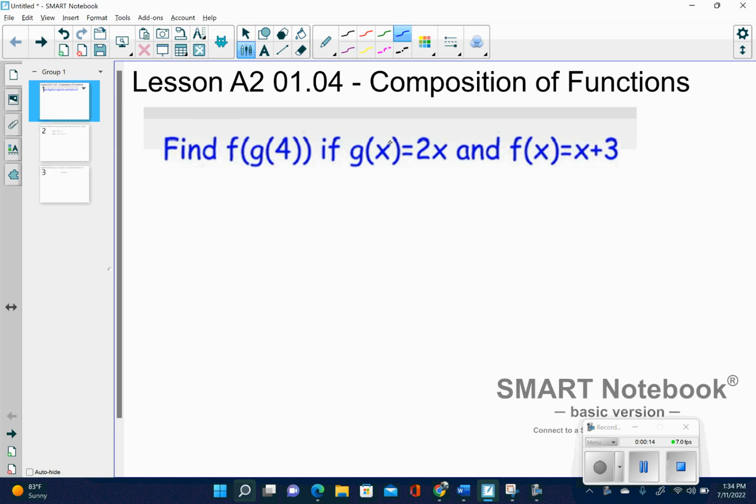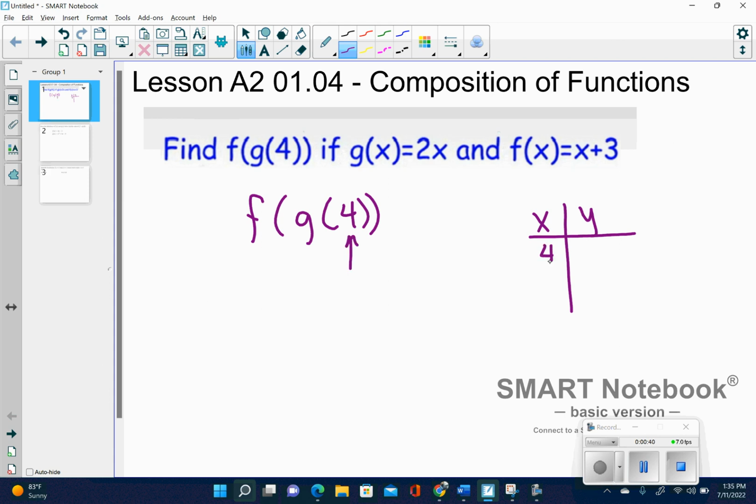They're always going to give you two functions. This one in this case is called g of x, and this one is called f of x. The problem says f of g of 4. I want to remind you, in middle school, you had an x and a y, and this right here is basically your input. So our input value is 4, and we're looking to see what the output is.